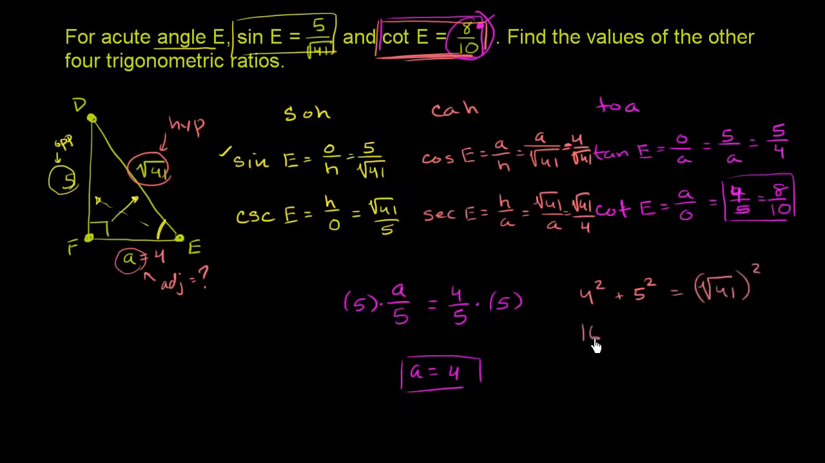So 4 squared is 16. 5 squared is 25. Does this actually satisfy the Pythagorean theorem? 16 plus 25, and square root of 41 squared is 41. 16 plus 25 is indeed 41. So at least it's consistent with the Pythagorean theorem. And we are done.